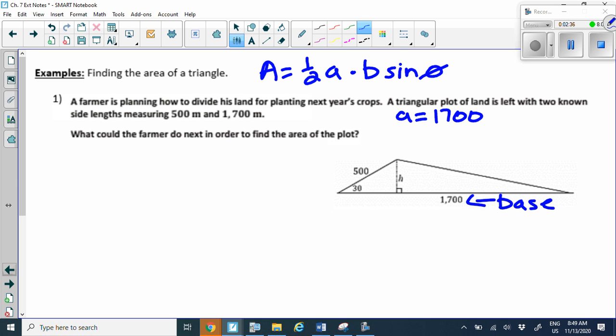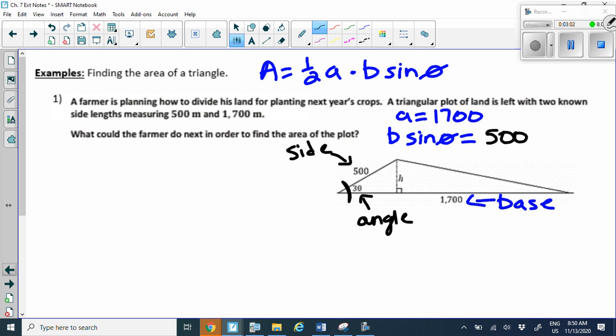Now we need to do B and sine of theta. What is this going to represent? Well, remember, B is going to be the side length. So 500 is our side. And then notice here that 30 is our angle we are going to use. So our side is going to be the B value. So we have 500. Then we do sine, and our theta, or the angle, is going to be 30. Okay? So we have 500 times sine of 30.